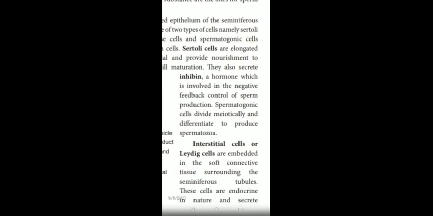And the next one is the spermatogonic cells. These spermatogonic cells divide meiotically and differentiate to produce spermatozoa.